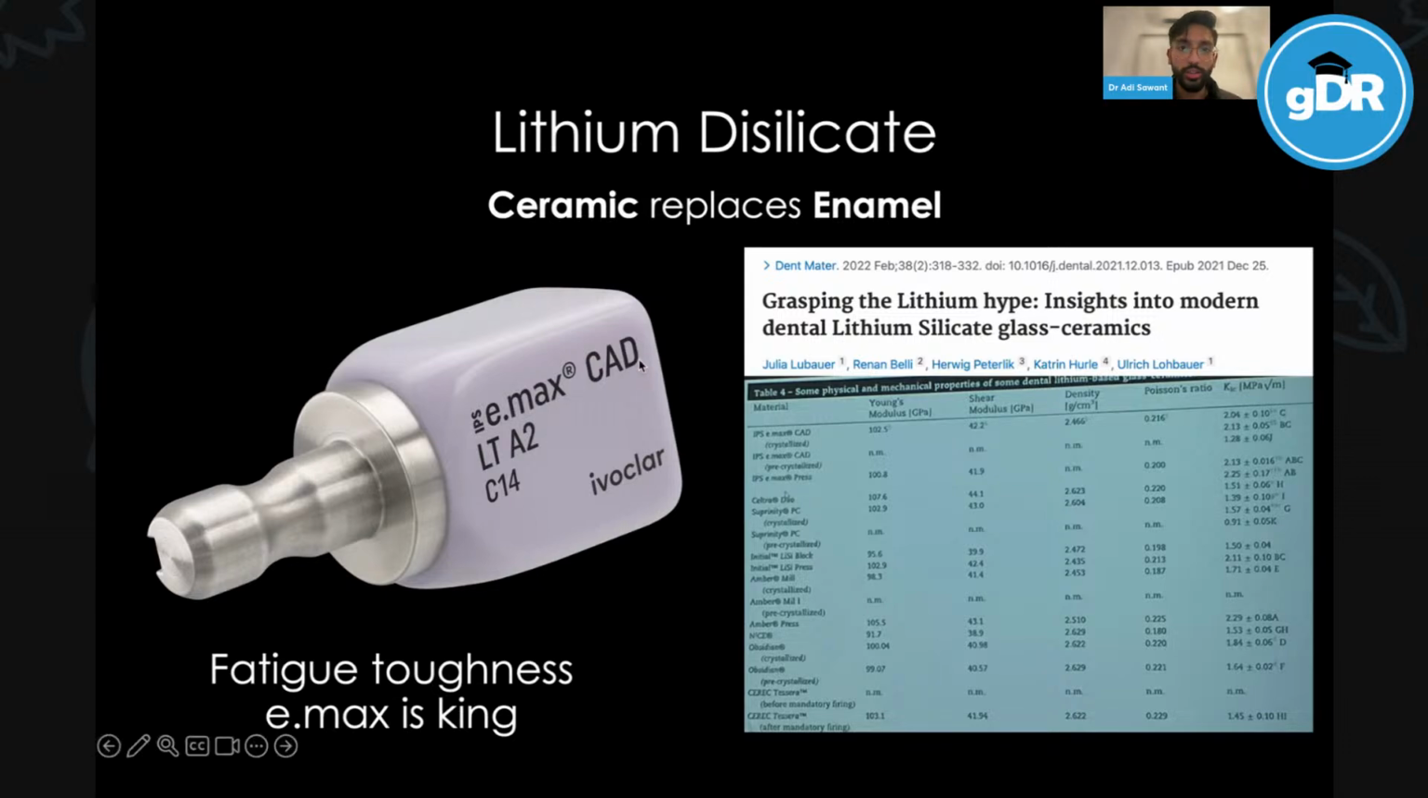If you look at these values on the right, you can see that IPS Emax CAD is in that 2 range. Lisi, a competitor, is around the 1.5. Lisi Press is really good, but you're only getting that from a lab. And we've got Tessera, another popular one down here, which is around the 1.45. So a couple of different opinions there. The other materials still work. Even feldspathic works. It's definitely an alternative material I'll use, but Emax is my bread and butter.